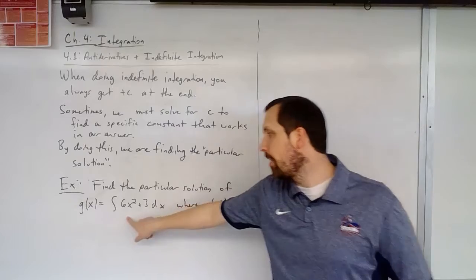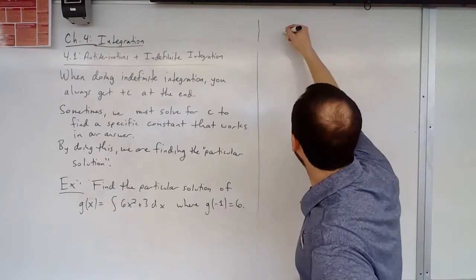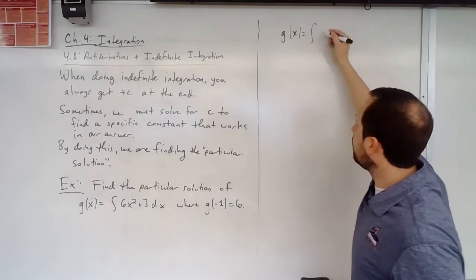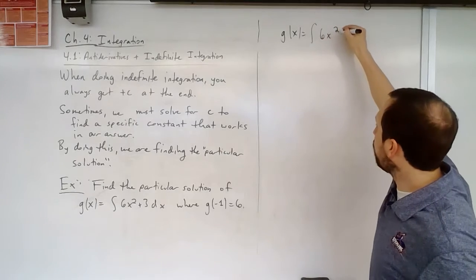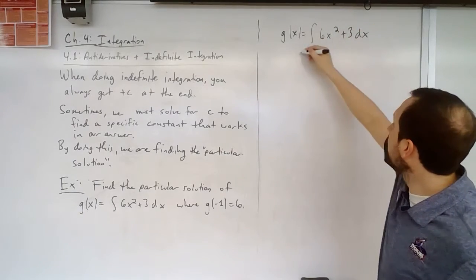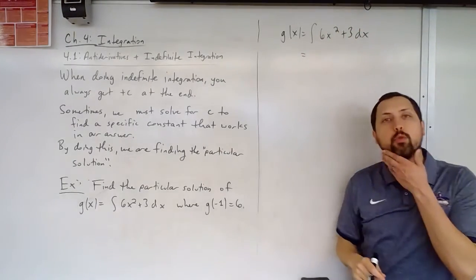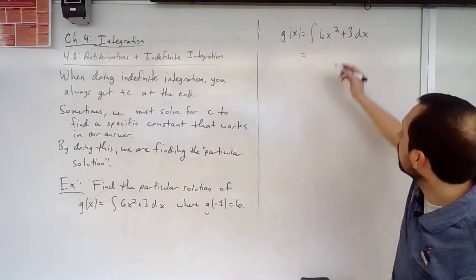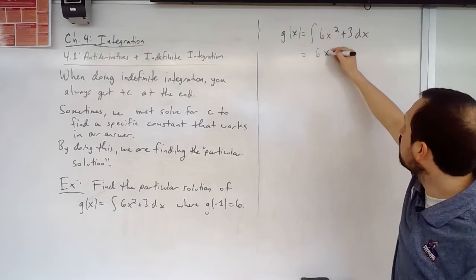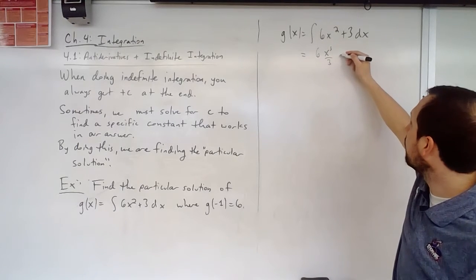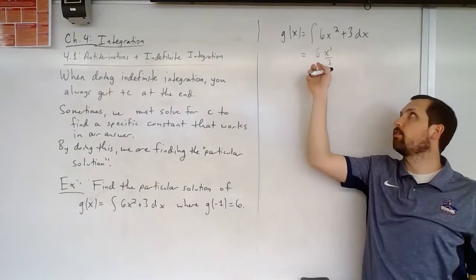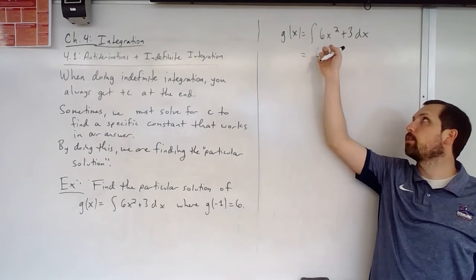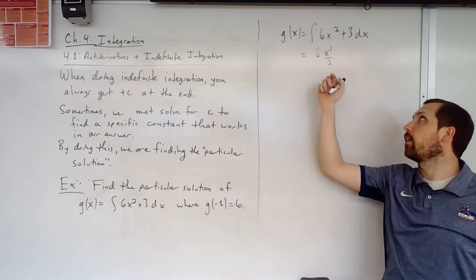So if we look at this integral, let's work with this. If g of x is equal to the integral of 6x squared plus 3 dx, well, again, we think about our rules. I have to add 1 to the power of x and divide by that power. So I have 6 times x cubed divided by 3. So the constant stays in front, I add 1 to the power to get to the third, I divide by that 3.